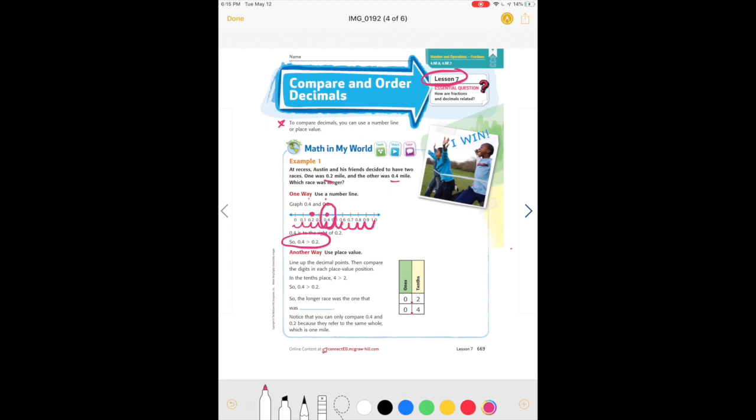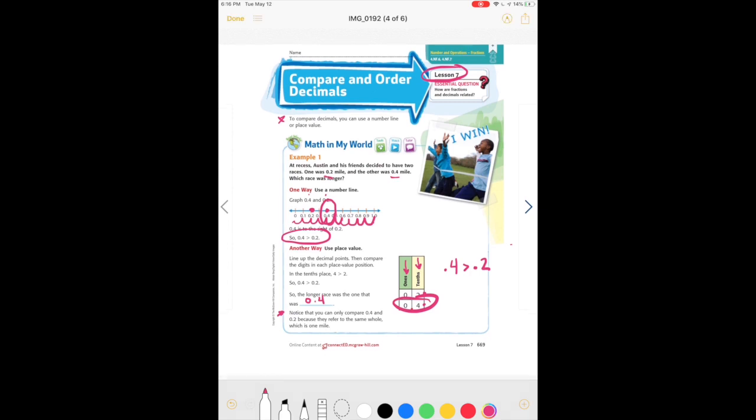Another way is to line up the decimal points and compare the digits in each place value position. In the ones place, they're both 0, so that doesn't tell us anything. But in the tenths place, there's a 2 and a 4. Well, which number is bigger? The 4. So 4/10 is bigger than 2/10. So the longer race was the one that was 4/10 a mile long. Notice that you can only compare 4/10 and 2/10 because they refer to the same whole, which is 1 mile.